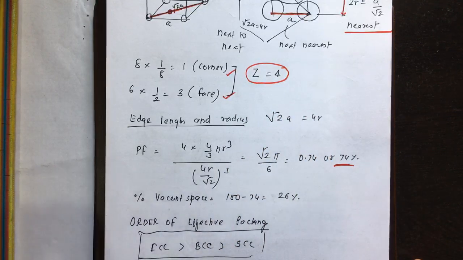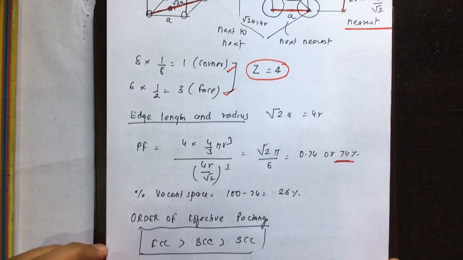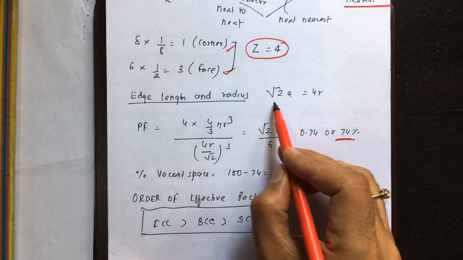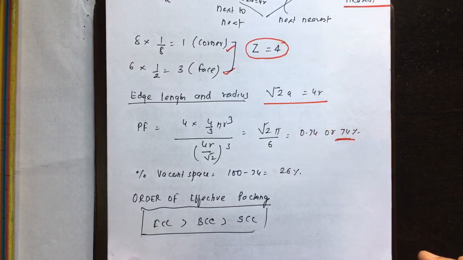So in case of FCC, the unit cell content is equal to 4. Now next come on to the edge length and the radius of atom. So simply, as I said, face diagonal root 2a is equal to 4r. This is the relation between edge length and the radius of the atom r.